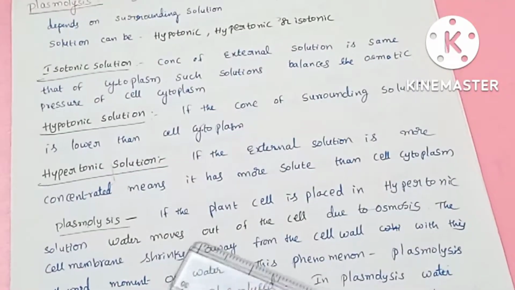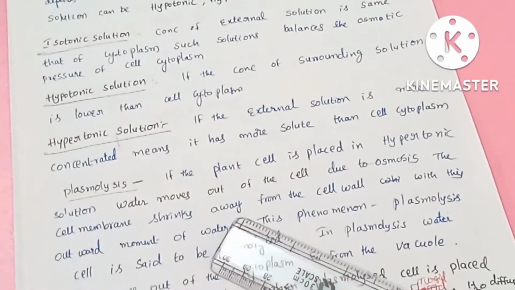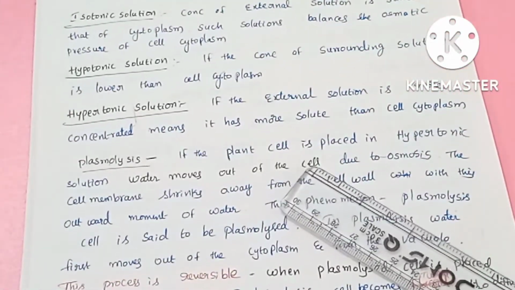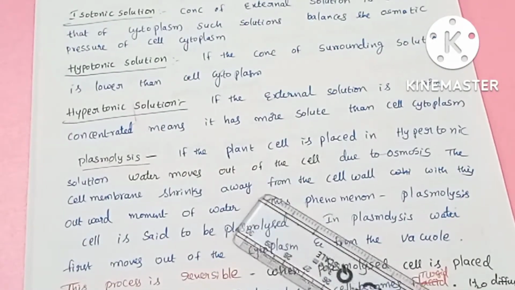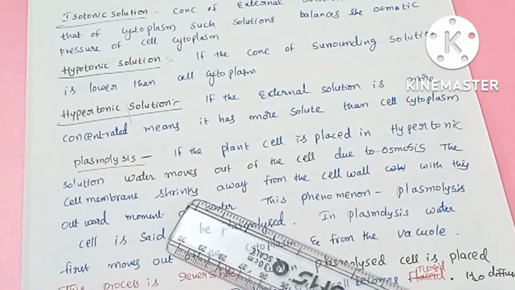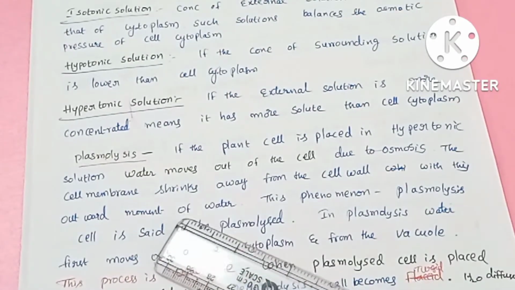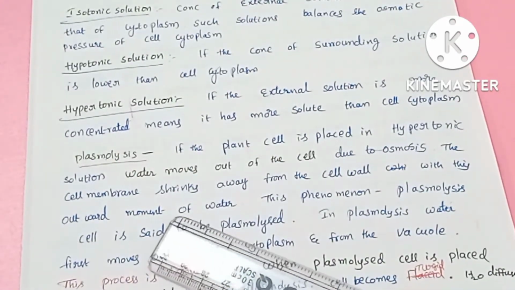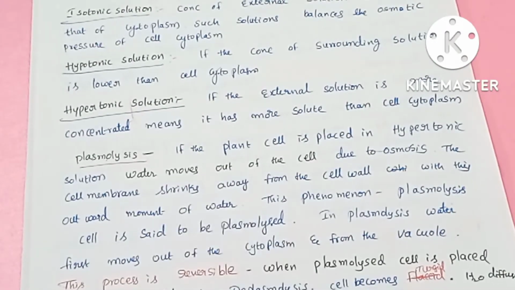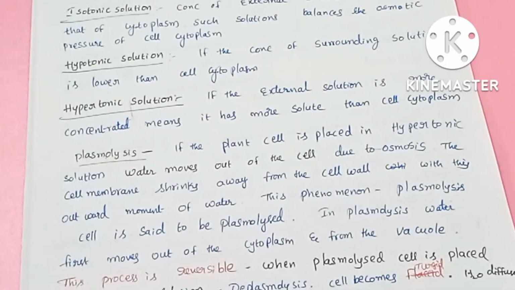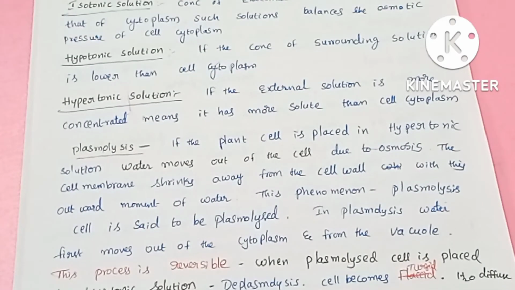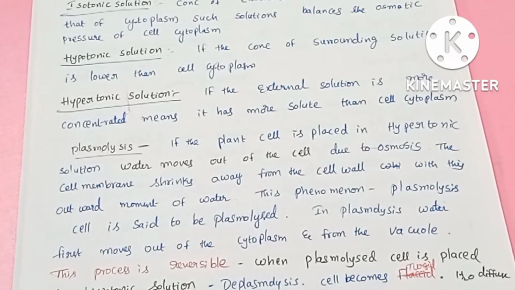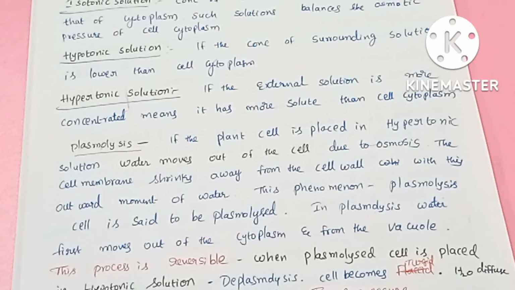Now we'll see what plasmolysis is. If a plant cell is placed in hypertonic solution, which means a highly concentrated solution, what will happen? Water moves out of the plant cell. That is because of osmosis. In osmosis, what we have studied, water moves from the region of higher concentration to the region of lower concentration through a semi-permeable membrane, right?